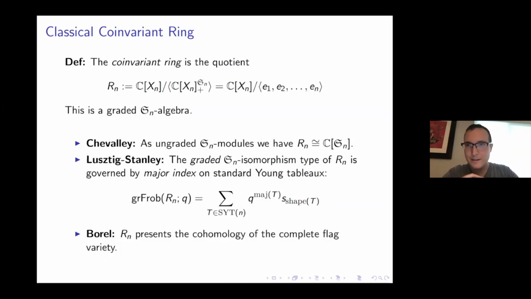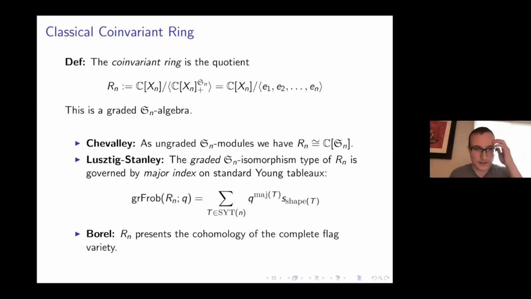So Chevalley used some Galois theory, the normal basis theorem that I certainly can't teach my students, to prove that R_n as an ungraded module is isomorphic to the regular representation of S_n. So this is a graded refinement of the regular representation. And Lusztig and Stanley showed you can understand this thing combinatorially. If I want the graded isomorphism type of this thing, I can write it down as a symmetric function, right? So it's the sum over standard tableaux, with t tracking the major index of that tableau, and then you have the Schur function, the stand-in for the irreducible corresponding to the shape of your tableau.